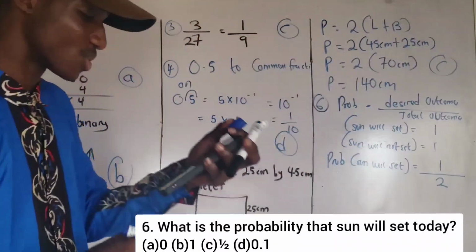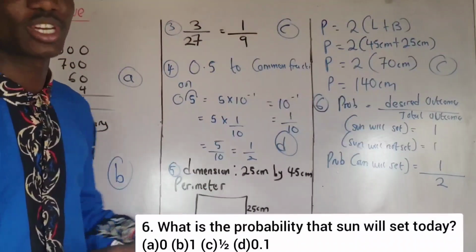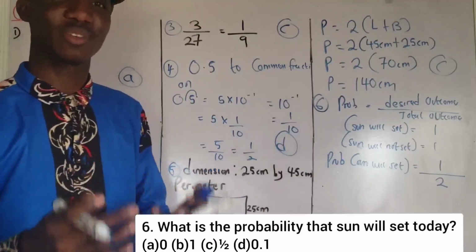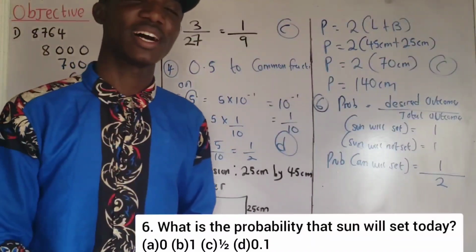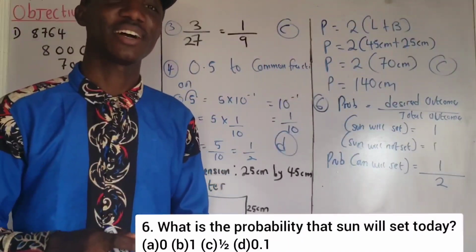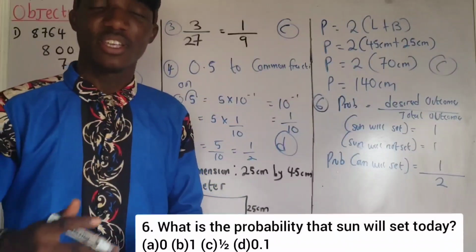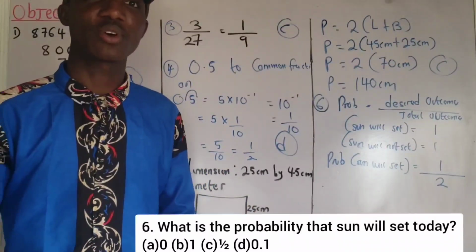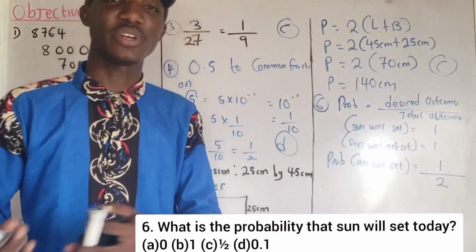Okay, the right option to that question is option C, that is 1 over 2. I'm very sure you understood how I got this. You see, it's simple. Now let's say, what is the probability that you are going to watch this video till the very end? I'm asking you now. The probability is 1 over 2. Why? Because you might decide to watch the video to the very end, or you might decide not to watch the video to the very end. I don't know.